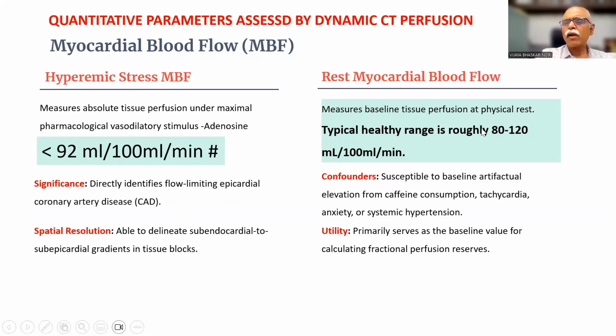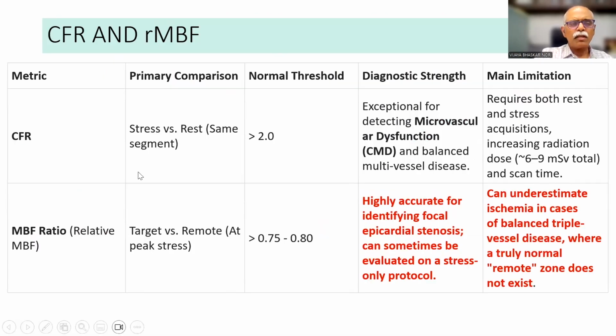Similarly, in the rest myocardial blood flow, normal healthy myocardium has 80 to 120 ml per 100 ml per minute. If any rest myocardial blood flow is less than 80, then there is definitely reduced rest myocardial blood flow, which is commonly seen in coronary microvascular dysfunction. Similarly, you can calculate the coronary flow reserve by taking the ratio between the stress and rest myocardial blood flow in the same segment. And normally, the threshold is more than 2.0 is normal.